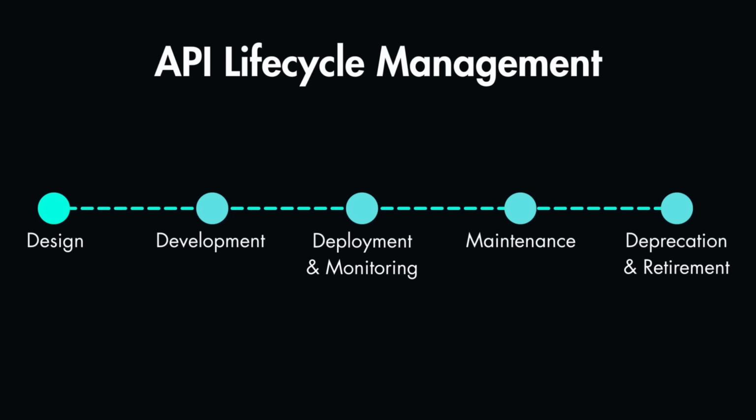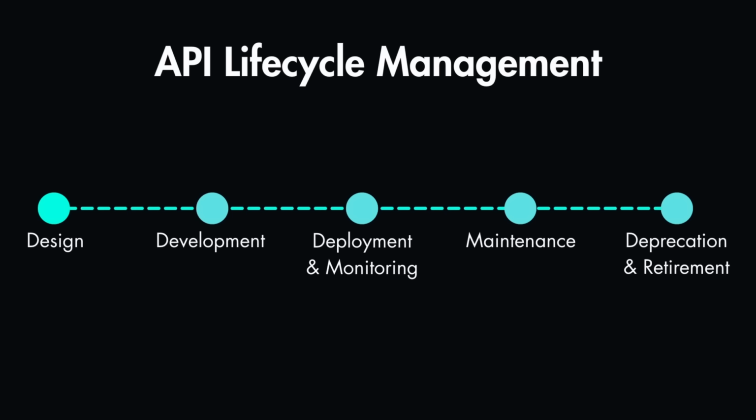But then there also comes the maintenance phase, and this is why it's important to develop it while keeping simplicity in place, so it will be easier for you to maintain, or for other developers to maintain, in the future. And lastly, APIs also go through a deprecation and retirement phase.